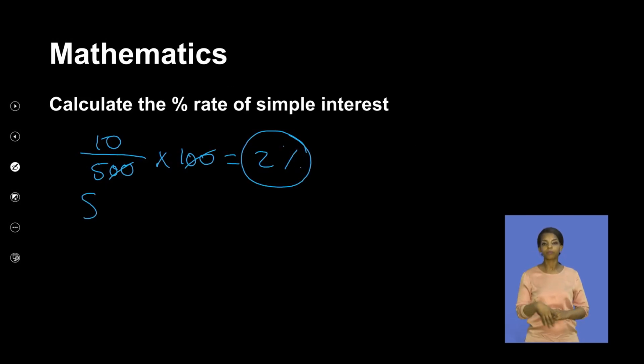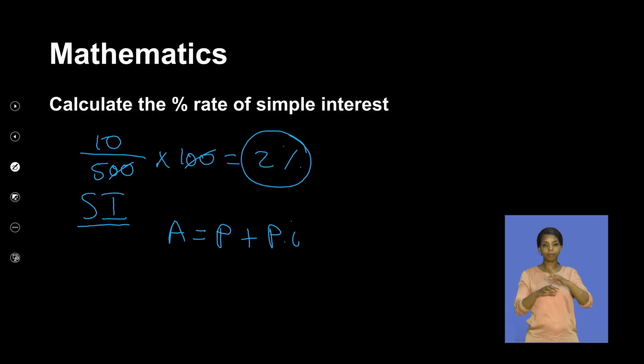When I'm talking about simple interest, it is given by the formula A, which represents our accumulated amount, and this will be equal to P, which is the principal amount that we are dealing with, plus P multiplied by i, which is the interest, multiplied by n. So it will be the interest on whatever the initial amount is, multiplied by the number of years or months that I'm getting the interest.